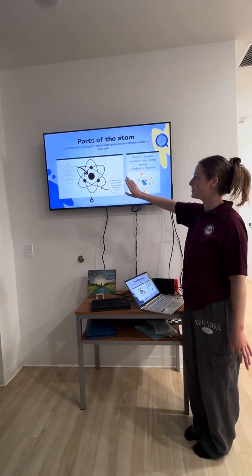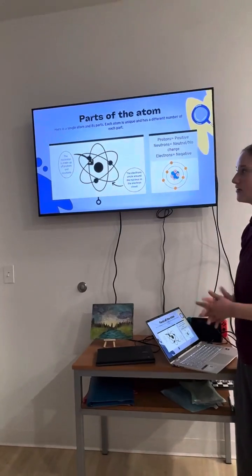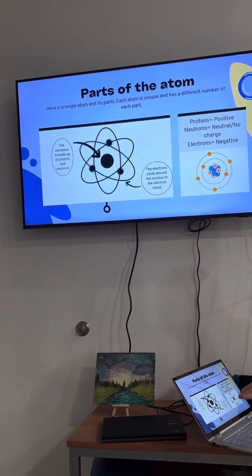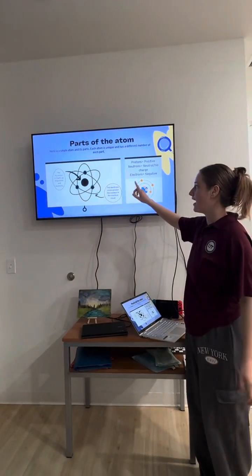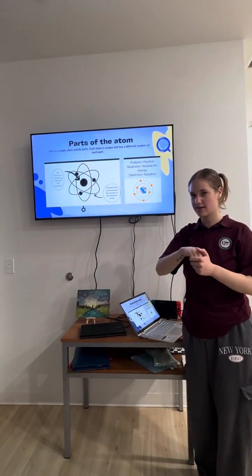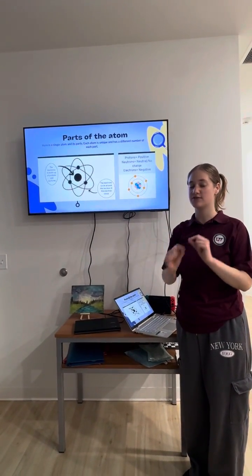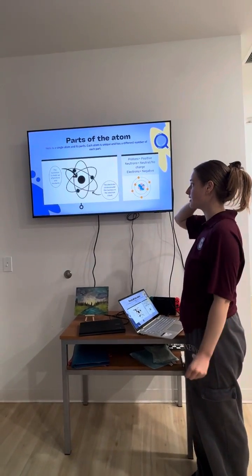So this is an atom. This is a very simplified model of an atom. Each different element is going to have the same parts that every atom has, but they're going to have different numbers of each. So just keep that in mind.